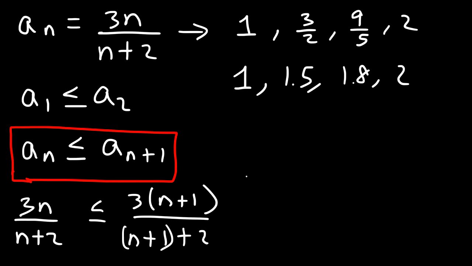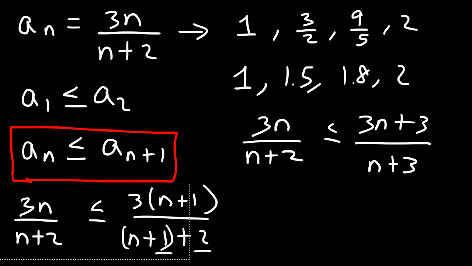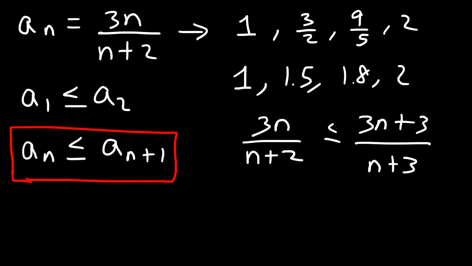So first, let's simplify the expression. On the left, we have 3n over n plus 2. On the right side, I'm going to distribute the 3, so it's going to be 3n plus 3. And then on the bottom, I'm going to add 1 plus 2, which is 3, so that's just going to be n plus 3. Now, what we're going to do is cross multiply, which is equivalent to first multiplying both sides by n plus 3.